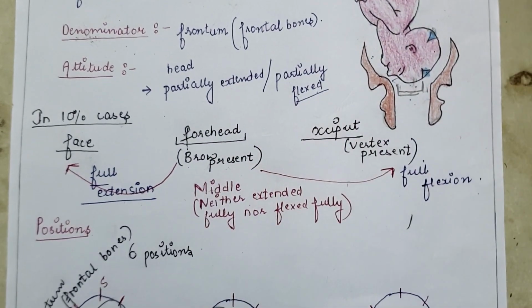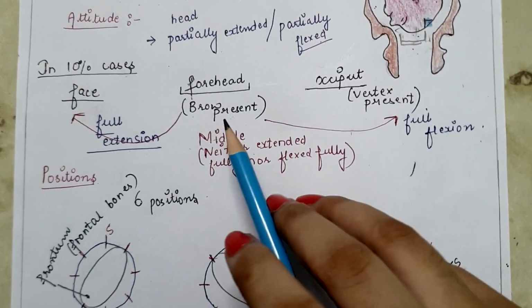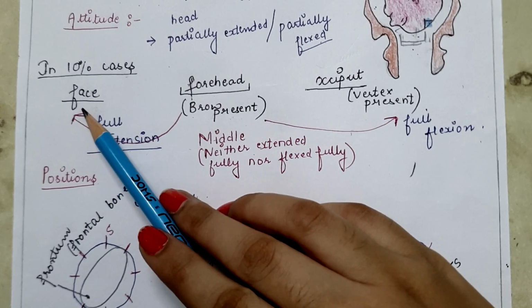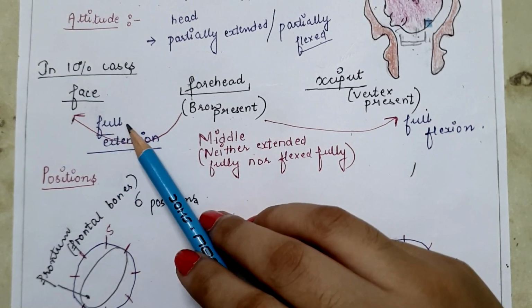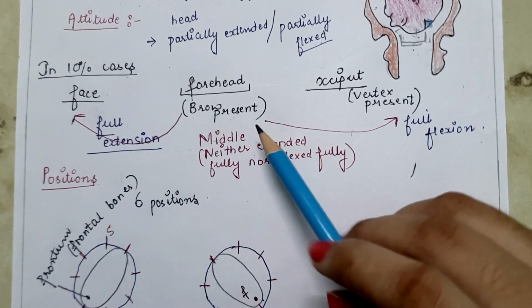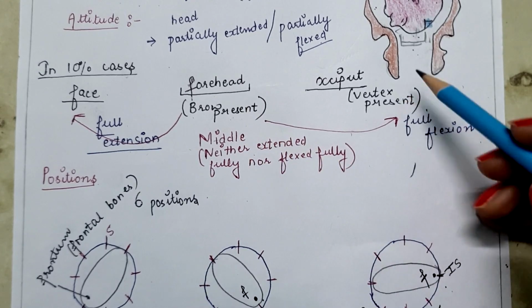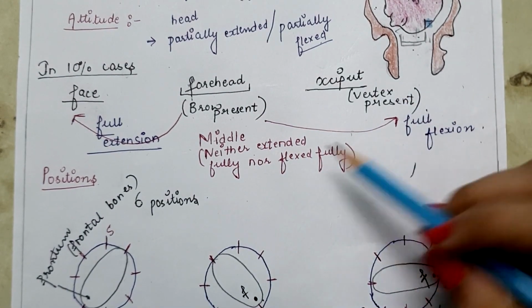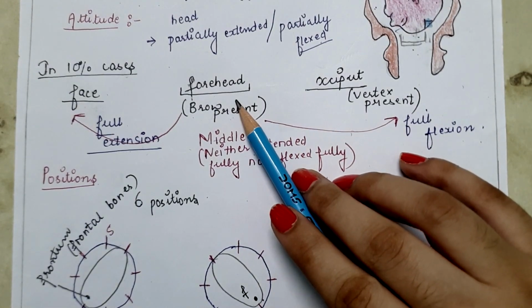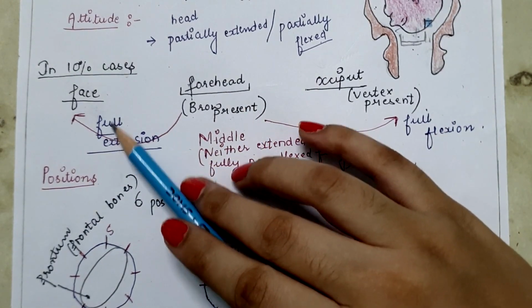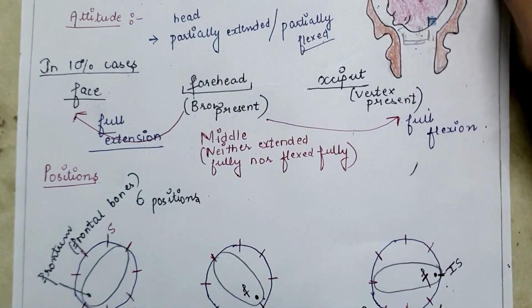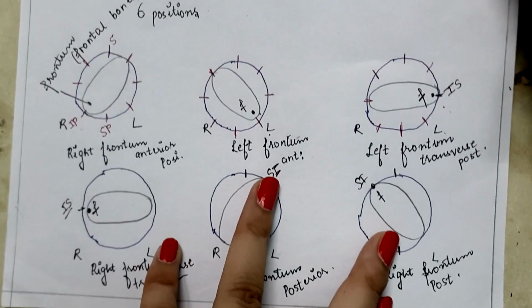In 10% of cases, the brow presentation changes either into a face presentation with full extension or into a vertex presentation with full flexion. So this is basically an unstable position which is converted either into a face presentation or into a vertex presentation. Next are the positions of brow presentation.